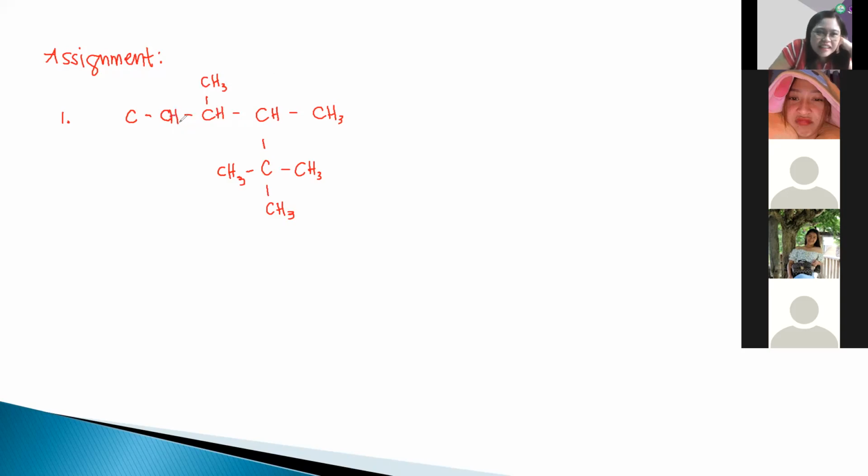Sige, memorize ninyo ang mga prefixes na to. This one is the first one. You have to name this. Tama ba akong mga hydrogen? Basig na ako yung na-miss. Tama.